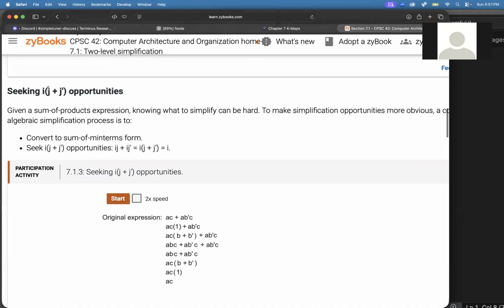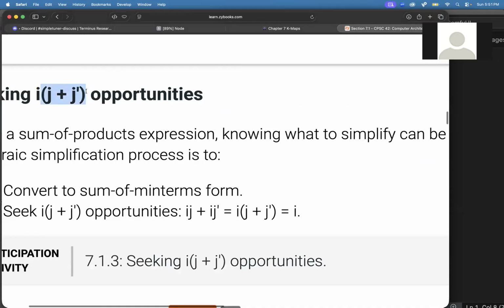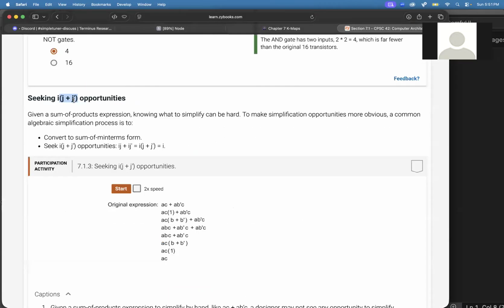They specifically point out that this right here, J or not J, simplifies to one. They want to make sure we understand that that's an identity.